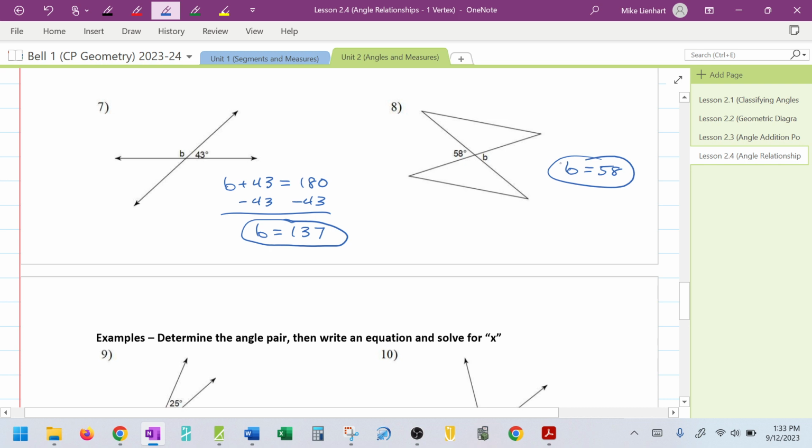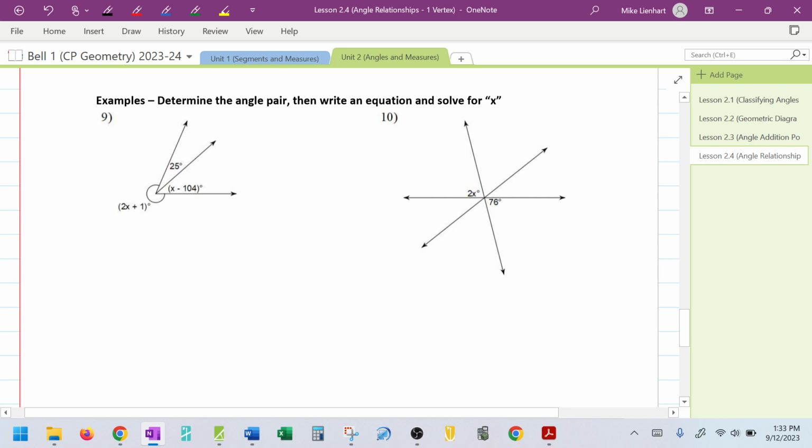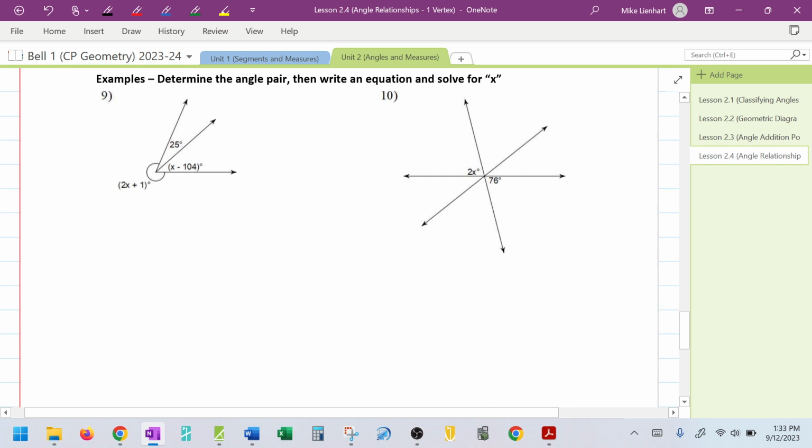So now let's ramp it up. Now let's look at some more challenging questions, but similar. Okay, so in this first one, on this one, I can't take this part of it off of 360. So now I got to think a little bit bigger picture.